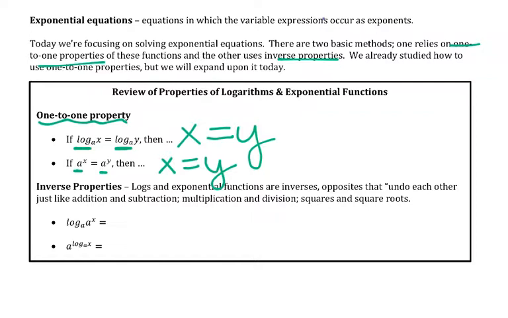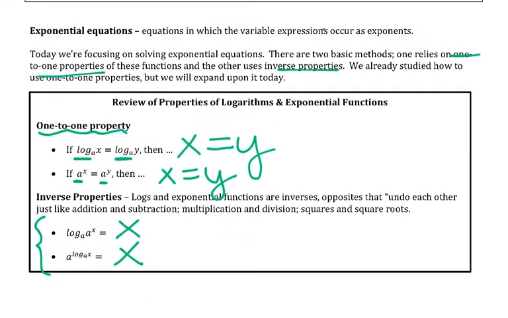Inverses are operations that undo each other. So addition and subtraction are inverses, multiplication and division are inverses, etc. Logarithms and exponential functions are inverses. They undo each other. So if you have log base a of a to the x, the log base a of a cancels out, leaving you only with x. Here, if you have a to the log base a of x, the a and the log base a cancel, leaving you with x. So we're going to use these inverse properties to help us solve exponential functions.